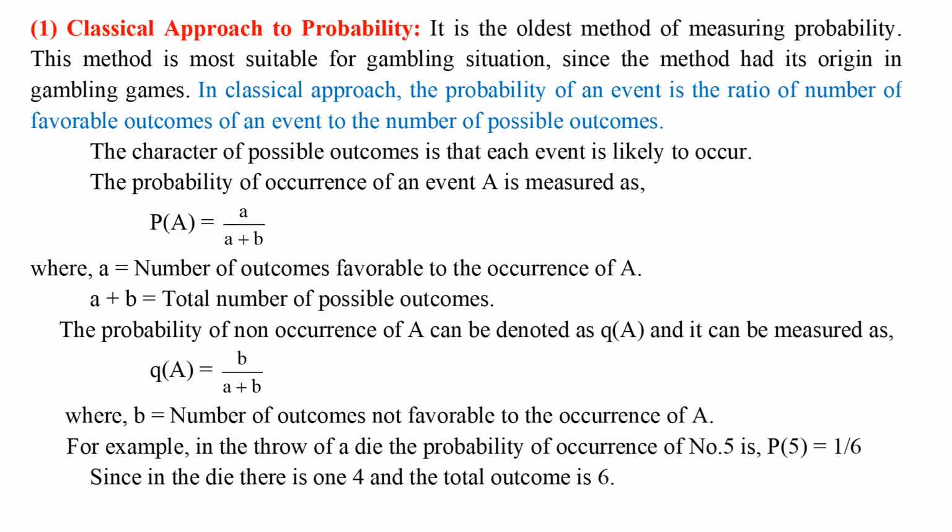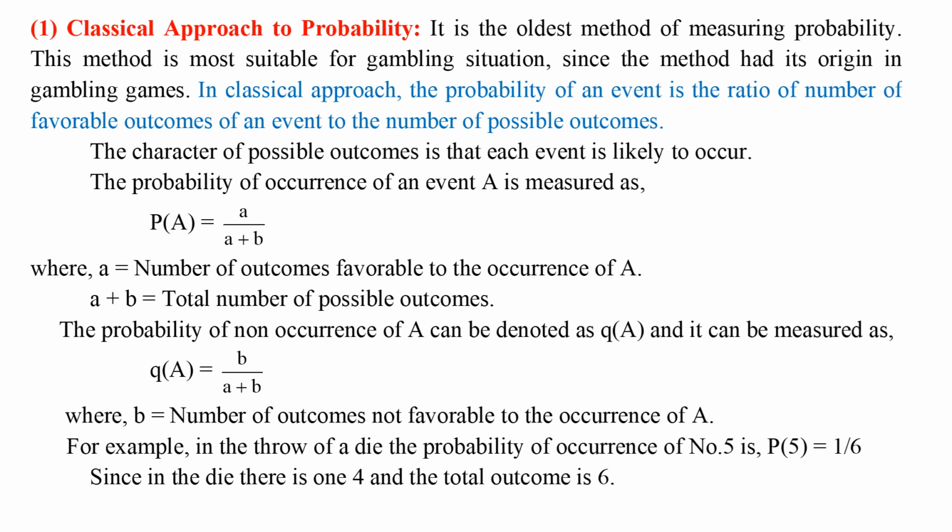Classical approach to probability. It is the oldest method of measuring probability. This method is most suitable for gambling situations, since the method had its origin in gambling games. In the classical approach, the probability of an event is the ratio of the number of favorable outcomes of an event to the number of possible outcomes. The character of possible outcomes is that each event is equally likely to occur.